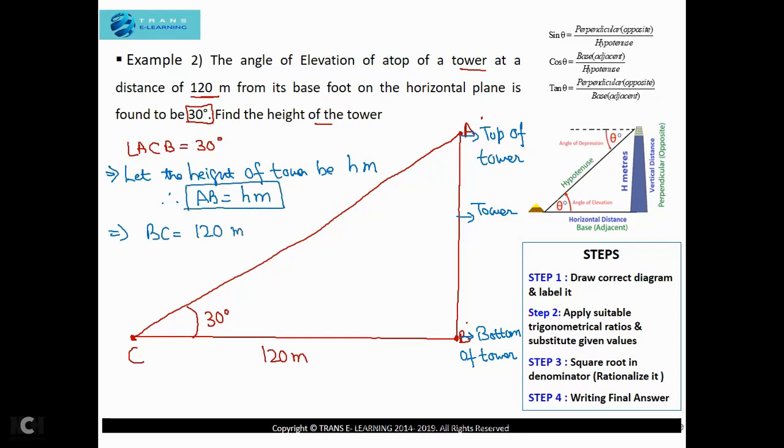Why I am writing this? Because this will help me to select the suitable trigonometrical ratio to find the answer as per the step 2. So on considering this angle 30 degree, AB becomes the perpendicular and BC becomes the base, and the trigonometrical ratio which relates perpendicular and base is the tan theta, because tan theta is equals to perpendicular upon base or opposite upon adjacent. So in this triangle ABC I'm going to write tan theta is equals to perpendicular upon base and then I'm going to substitute the value to get the height of the tower.